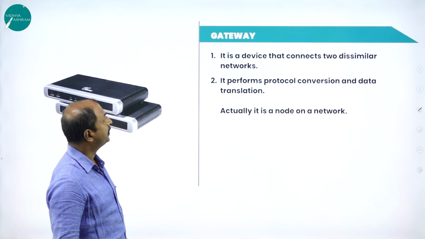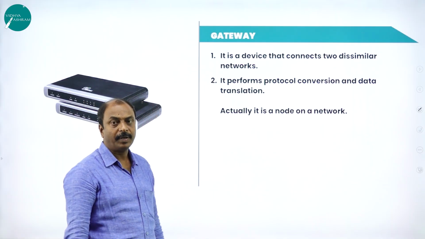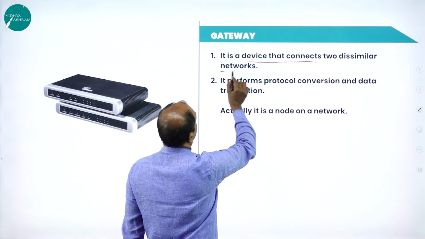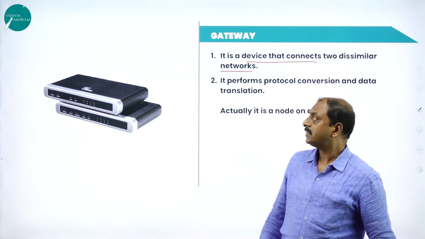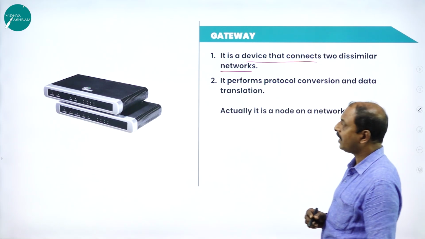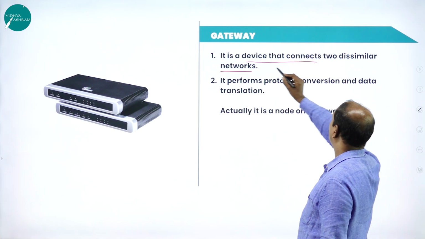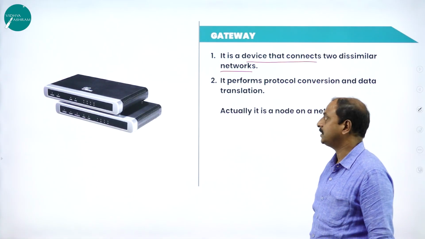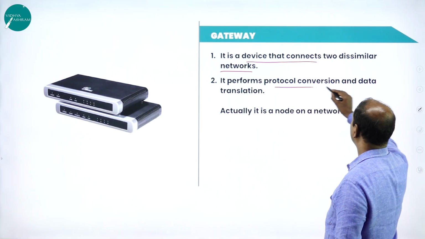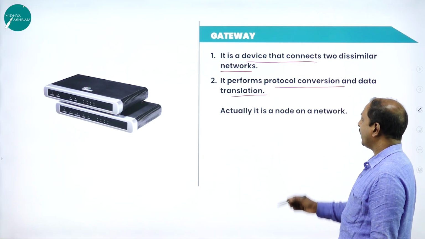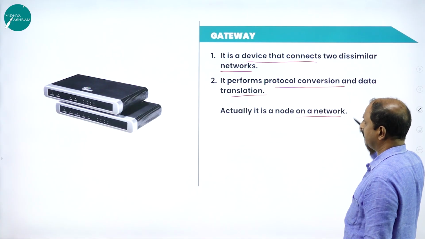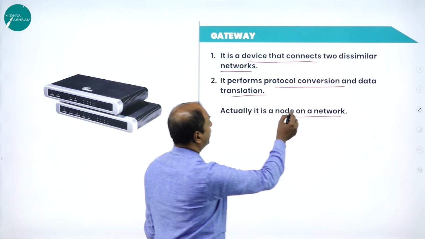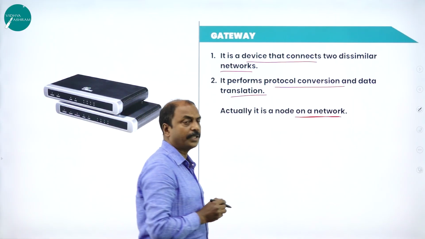In the next slide, we'll see the gateway. What is a gateway? A gateway is a device that connects two dissimilar networks. So this is another device called a gateway. It is hardware and it connects two dissimilar networks, as we have seen with routers. It performs protocol conversion for data transmission, and actually it is a node on a network. So what is the meaning of gateway? A gateway is a hardware device and it can be implemented on one of the nodes in a network.